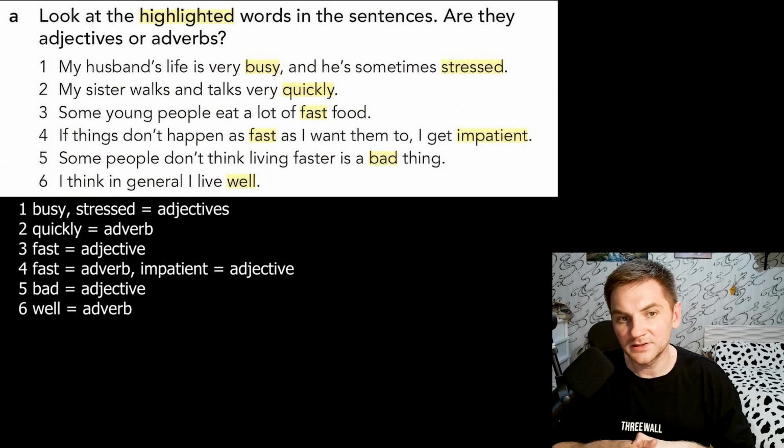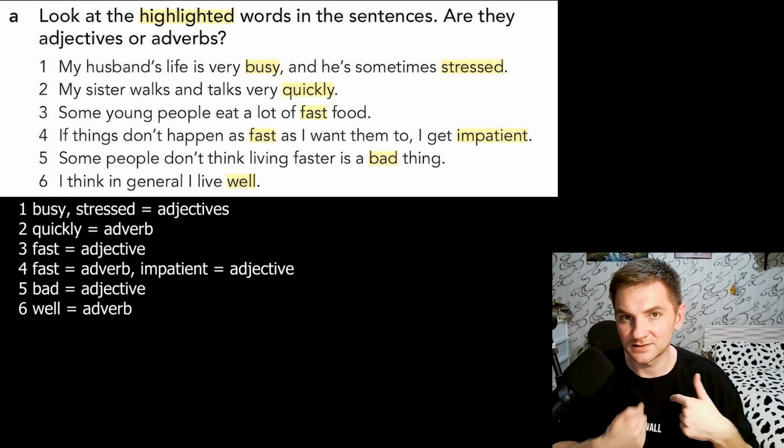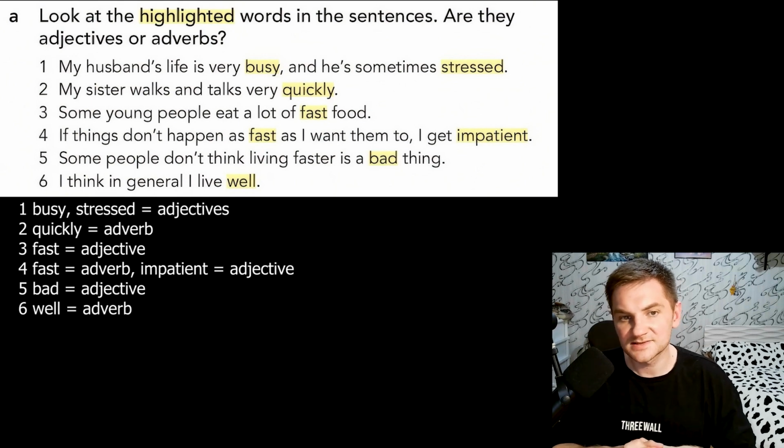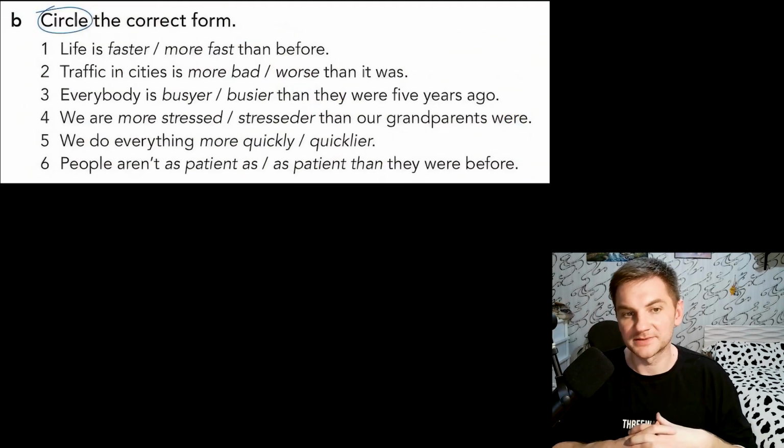Number 4. If things don't happen as fast as I want them to, I get impatient. Here, fast: happen how? Happen fast. It's an adverb. I get impatient, it means in this state, here it's an adjective. Number 5. Some people don't think living faster is a bad thing. Which thing? A bad thing. It's an adjective. And I think in general, I live well. I live how? I live well. It's an adverb.